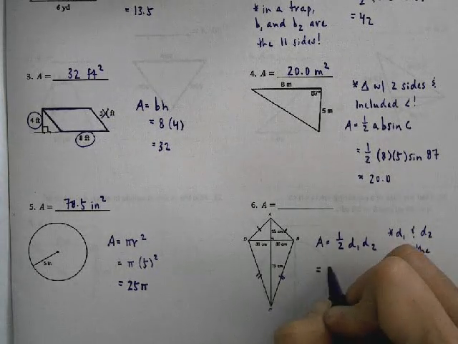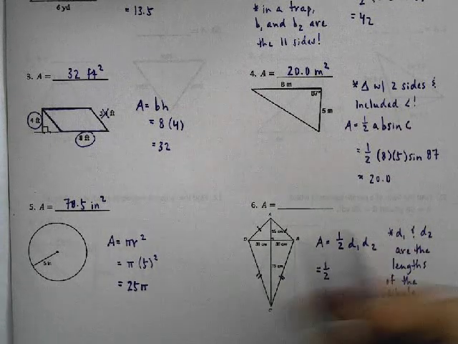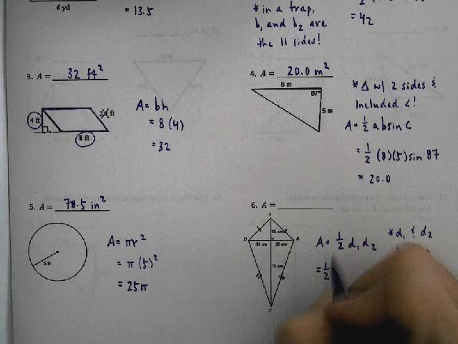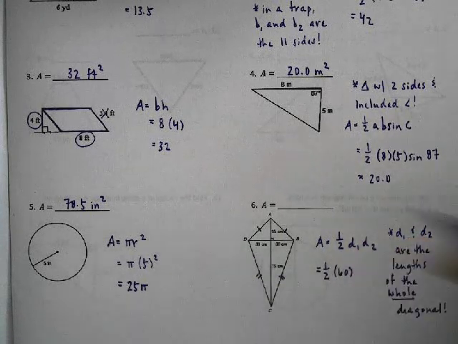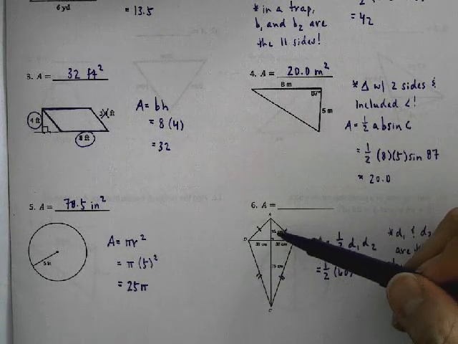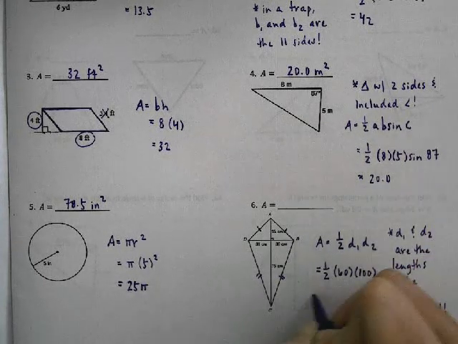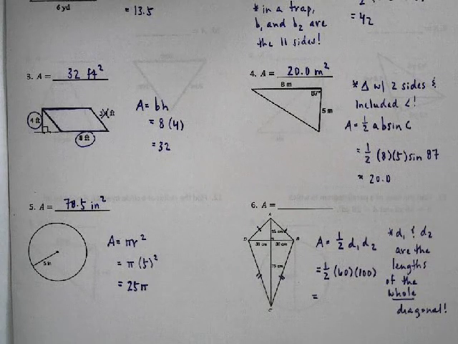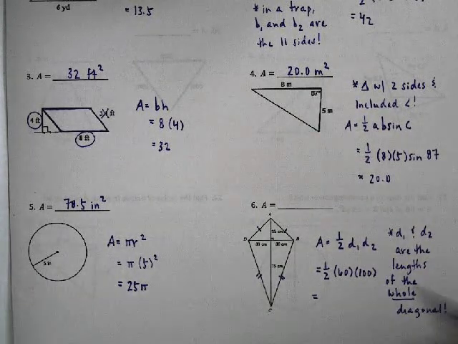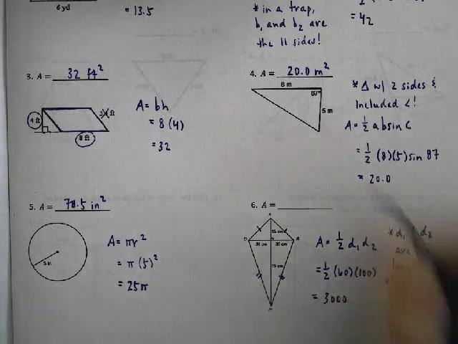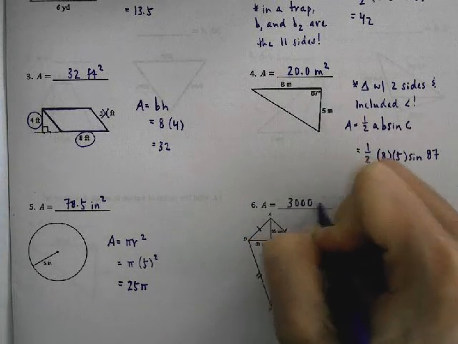Again, it doesn't matter what I call D1 and what I call D2. So D1, I'm going to call this diagonal. I have to be careful, 30 and 30, that diagonal is 60. And then for D2, I'm going to add 25 and 75 to get 100. So if I multiply those, 30 times 100, so 3,000, and that's going to be square centimeters.